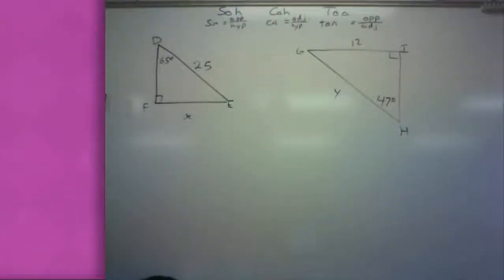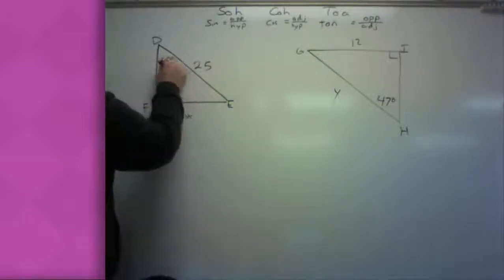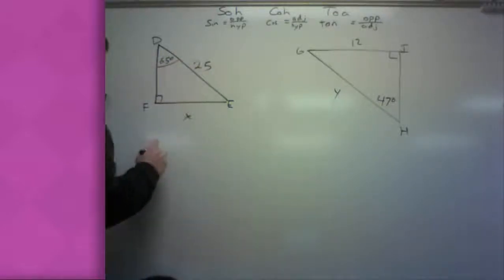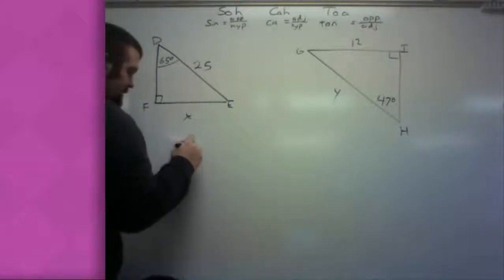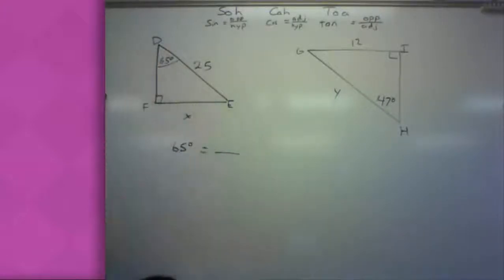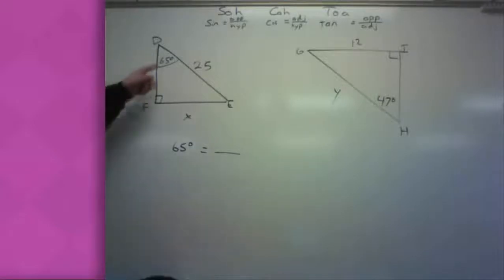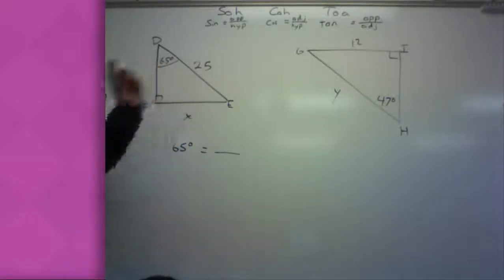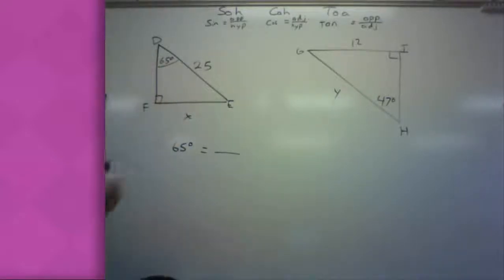I look, well, I don't know what I'm going to use. It could be sine, it could be cosine, it could be tangent. I know we haven't looked at cosine yet, but it's one of the three, right? Let's look. This is the angle I have right here, 65 degrees. I'm going to write 65 degrees down equal in a ratio over here. I look at what I have. I have the opposite side and the hypotenuse. So I have O and H.